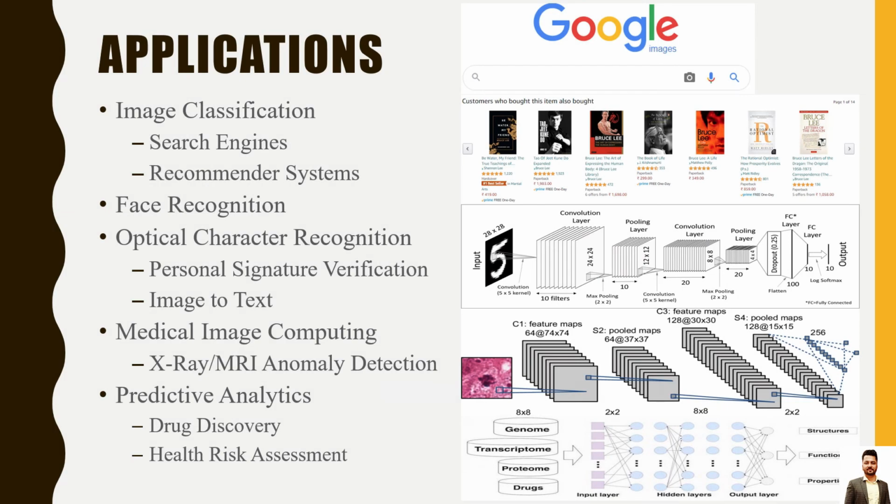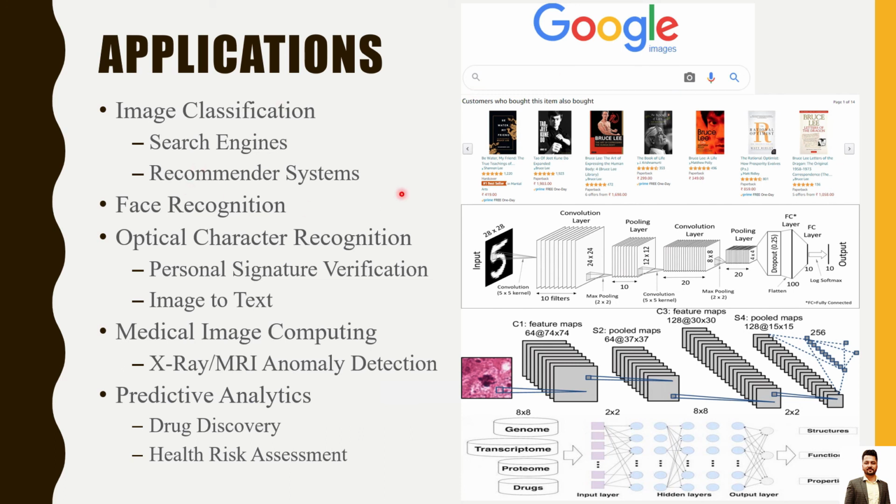Now the applications. There are multiple applications ranging from image classification, face recognition, optical character recognition, medical image computing, and predictive analytics. In image classification, you must have worked with search engines such as Google image search. You can directly upload one of your pictures regarding which you want to do a search, and very similar images will come up.